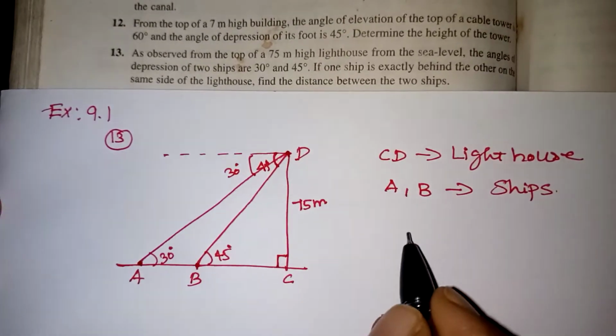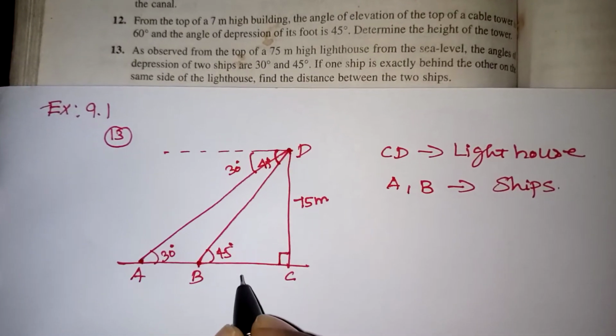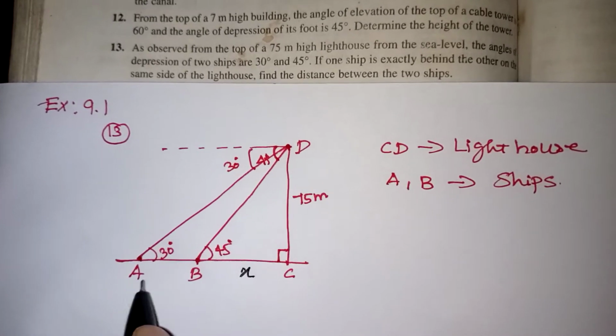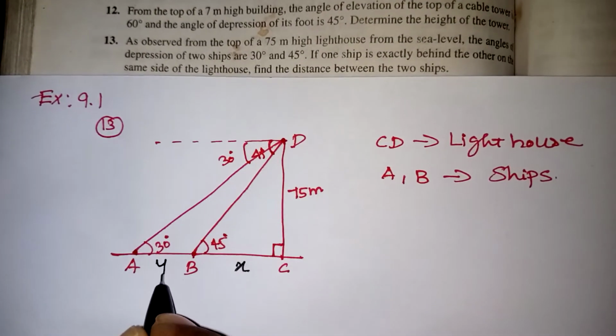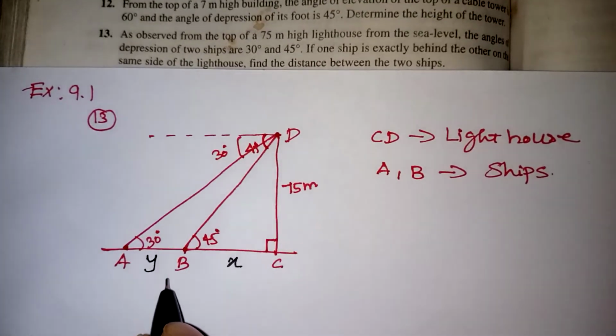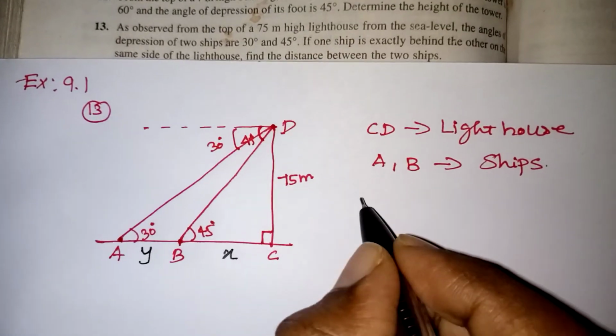So let us take the first triangle now. We don't know the value of BC, so let us consider it as X. And we don't know the value of AB either, so let us take it as Y. Our aim is to find the Y value only, because they are asking for the distance between the two ships. We need to find the Y value alone. Now let's go to the problem.